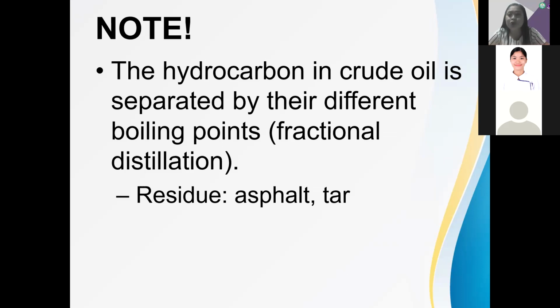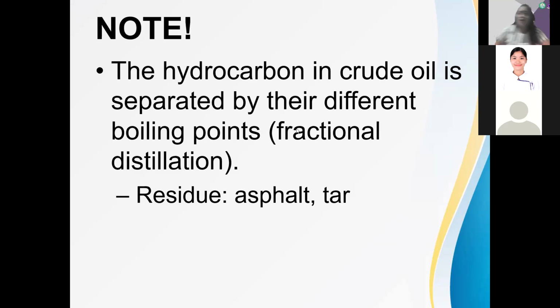But the residue for our crude oil is the so-called asphalt or the tar. So yan yung ginagamit talaga like pang-aspalto sa mga road. So that is the reason why the road will be slippery if it is made up of asphalt, kasi galing din siya sa crude oil. So be careful when driving.